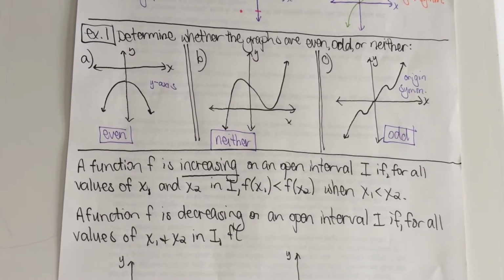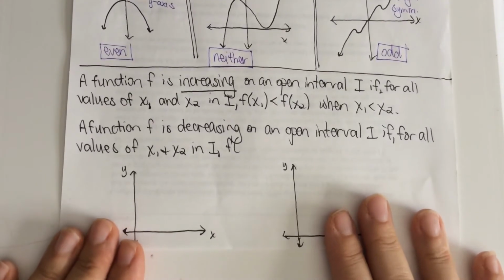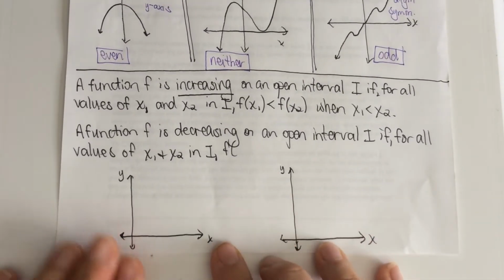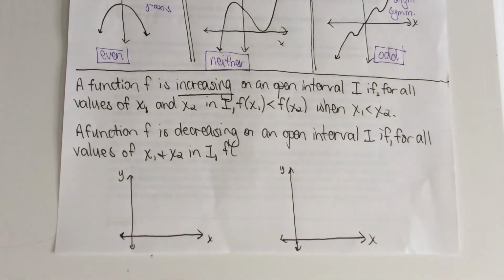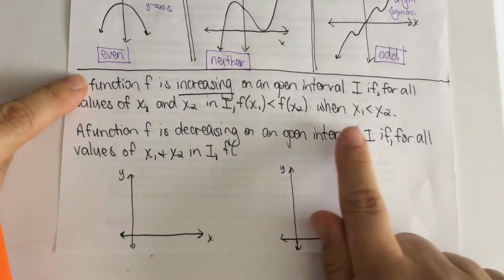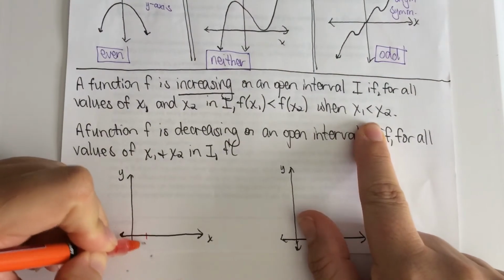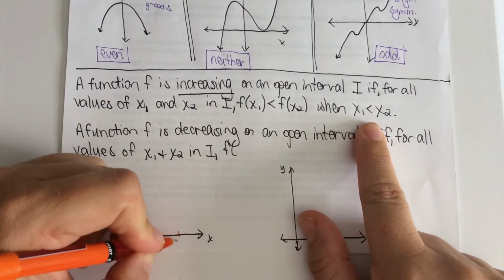I promise you, you actually already know them. All this is saying is, I'm going to use a brighter color to draw on these graphs. So x1 is less than x2. Let's start with that. x1 is less than x2.